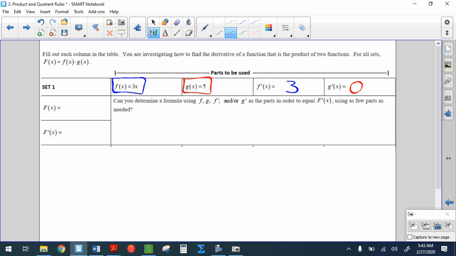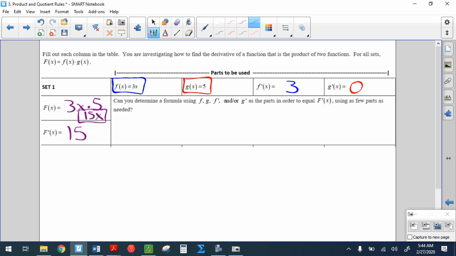On the left-hand side, it says capital F of x. So F of x is just f times g. So 3x times 5, or 15x. It's the derivative of that. If we just took it naturally, the derivative of 15x is 15.